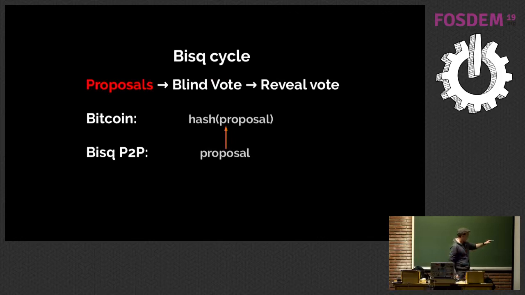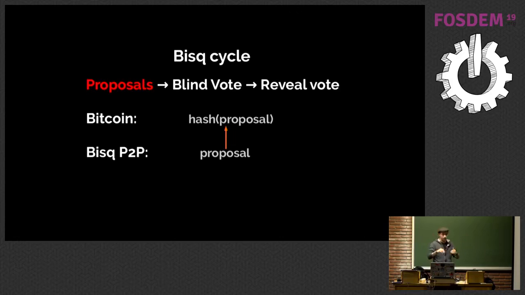Let's look at what happens in this phase. If I want to make a proposal, a compensation request or something, I hash it and put the hash of the proposal on Bitcoin. So at the end of the phase, people go to Bitcoin and know exactly what they are supposed to vote on, because there are some number of hashes.